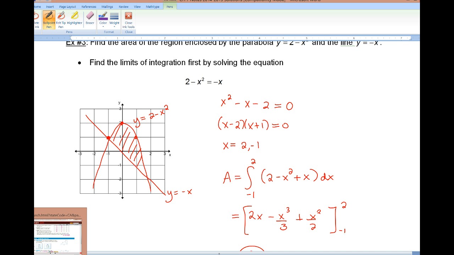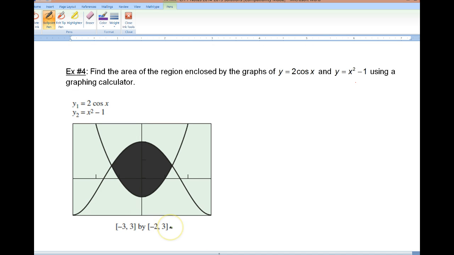Okay, so today we will continue, and let's look at this example. This is a calculator problem. Find the area of the region enclosed by the graphs of y equals 2 cosine x and y equals x squared minus 1 using a graphing calculator. I'm not going to get into the program just yet. Let's just figure out where these two intersect, which you do have to figure out on your calculator.